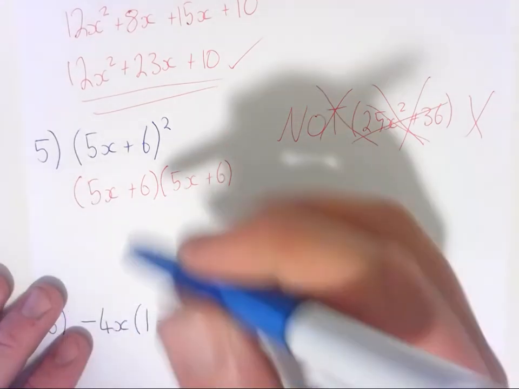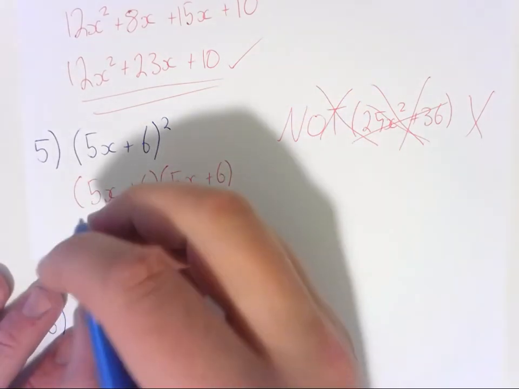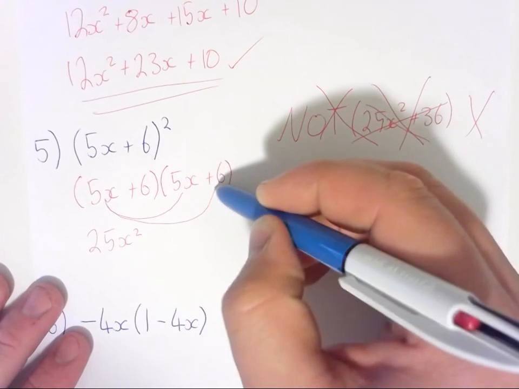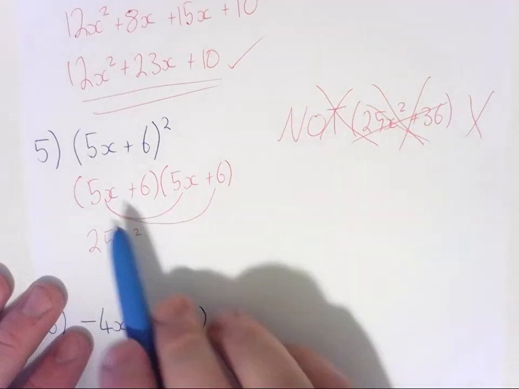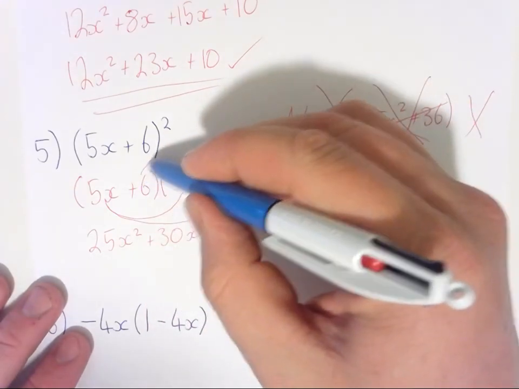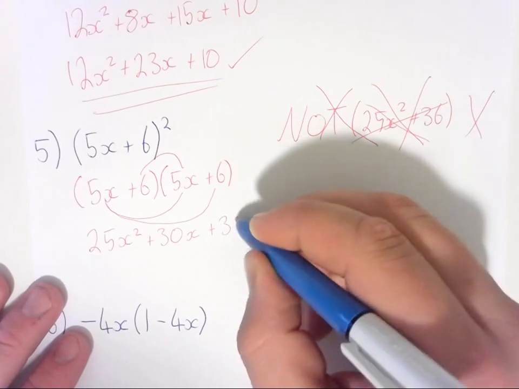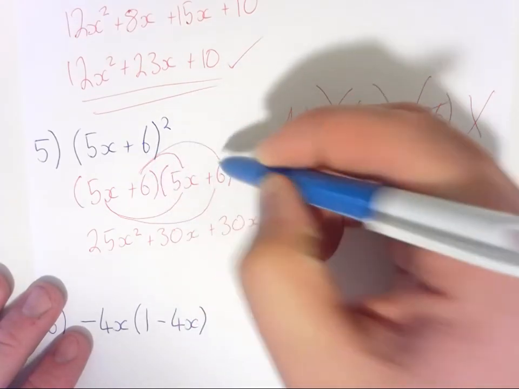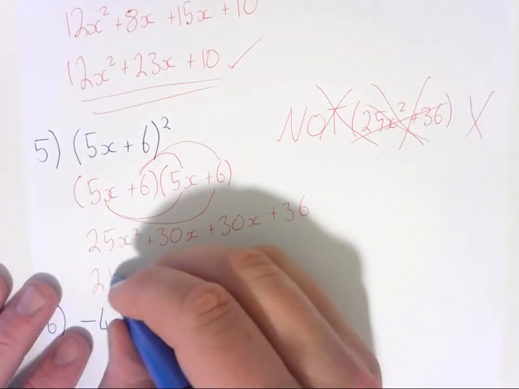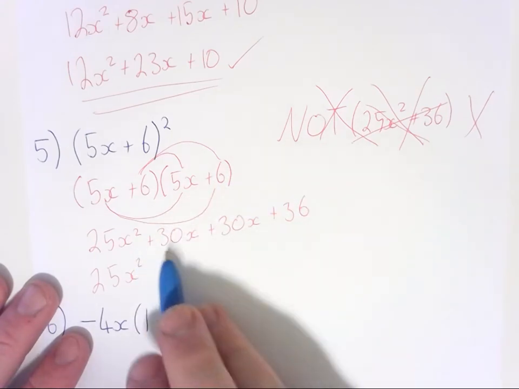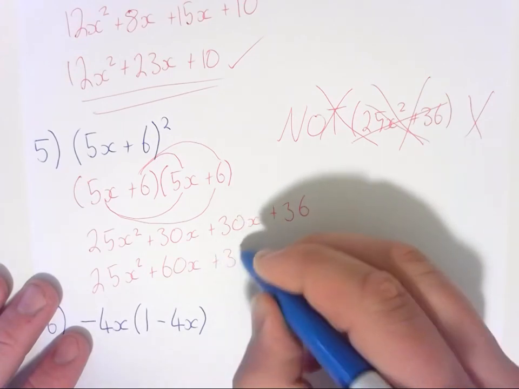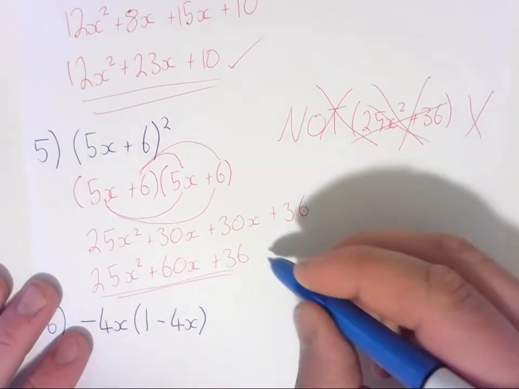So now, again, still just use our FOIL. 5x times 5x, 25x squared. 5x times 6 is going to be plus 30x. 6 times 5x is going to be another plus 30x, and 6 times 6 is plus 36. Collect my like terms, 25x squared, 30 and 30 is 60x plus 36. Stop there. Answer.